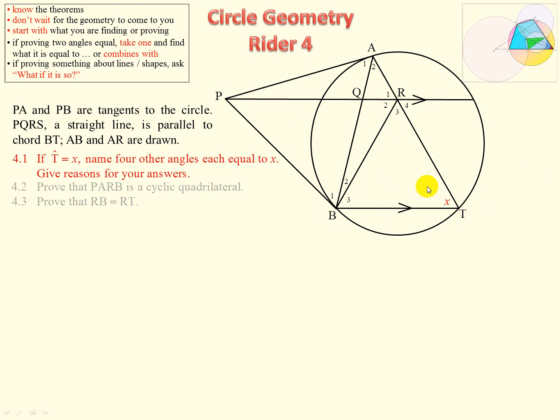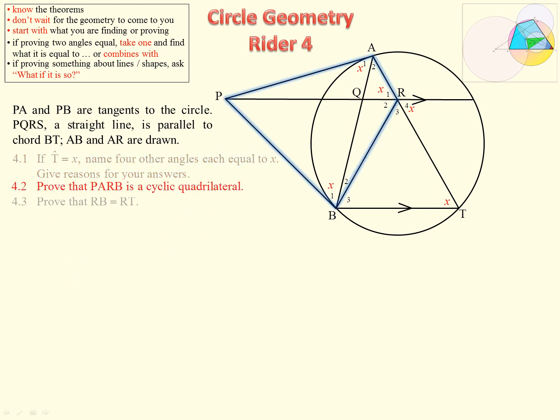Well, we have the parallel lines, we have tangent, chord, and alternate segment theorems. So here we go. A1 is equal to X, and so is B1 equal to X by tan chord, alternate segment theorem. R1 equals X, corresponding angles, naming the parallel lines. R4 equals X, alternate angles, parallel lines. Or you could have said vertically opposite, going straight from that X to this X.